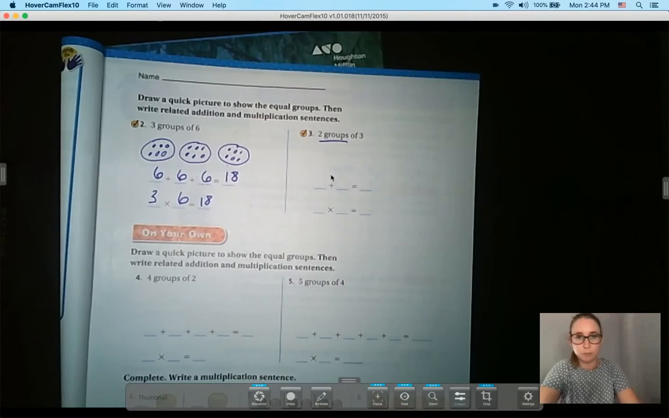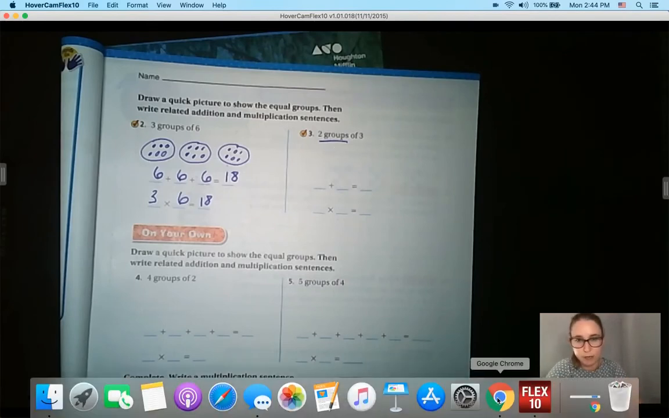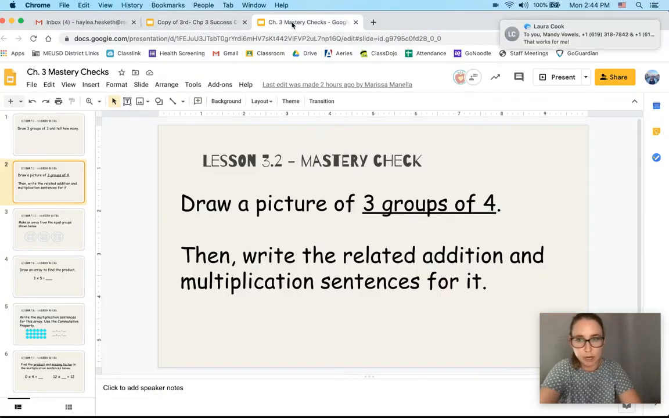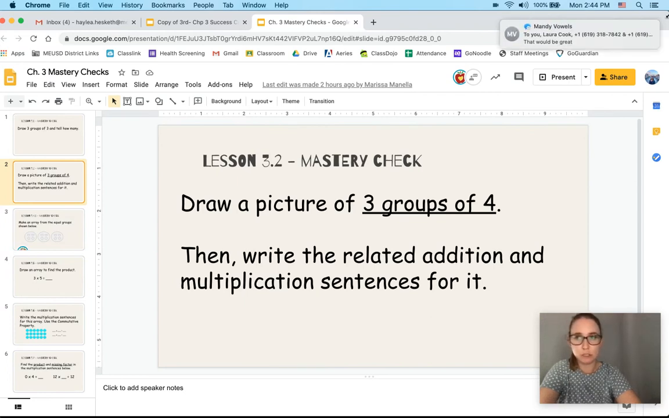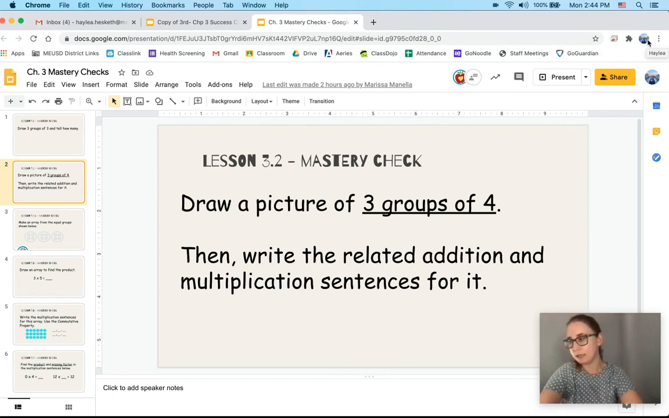Okay, so that should be done. And now you should get ready to do your mastery check. And your mastery check asks you to draw a picture of 3 groups of 4. Then write the related addition and multiplication sentences for it. So on a whiteboard or separate piece of paper, you need to draw 3 groups of 4. And then just like we did in the math lesson, you need to do an addition and multiplication sentence.